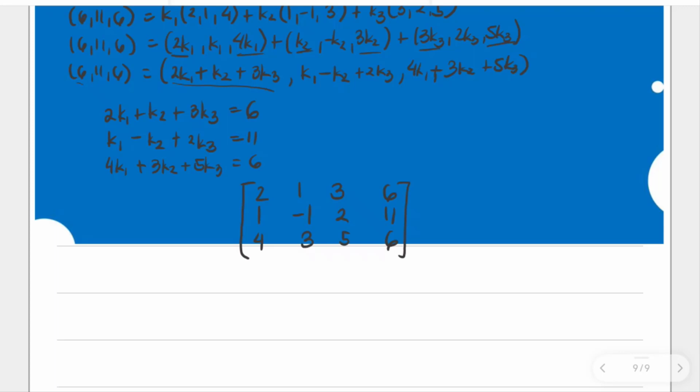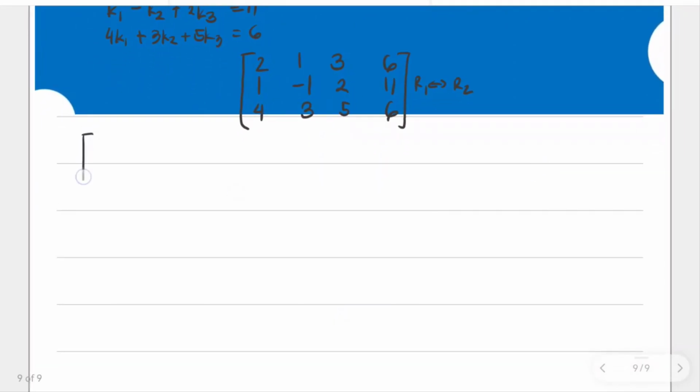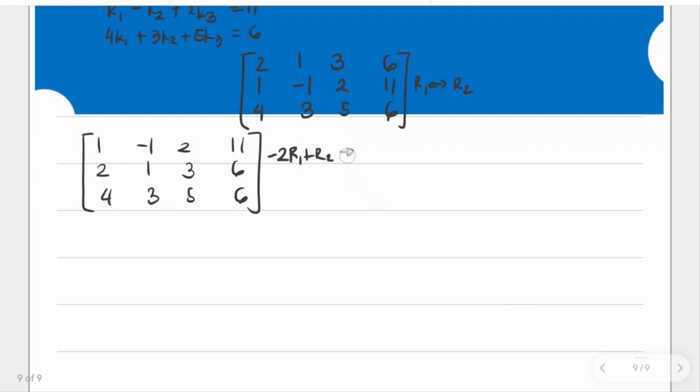To do that, let me first interchange row 1 and row 2 so that I have a leading 1 in my first row. So it will be 1, -1, 2, 11, then 2, 1, 3, 6, and 4, 3, 5, 6. Then we apply the appropriate elementary row operations to make zeros. I'm going to multiply -2 to row 1 and add it to row 2 for a new row 2, and we also multiply -4 to row 1 and add it to row 3 for a new row 3.